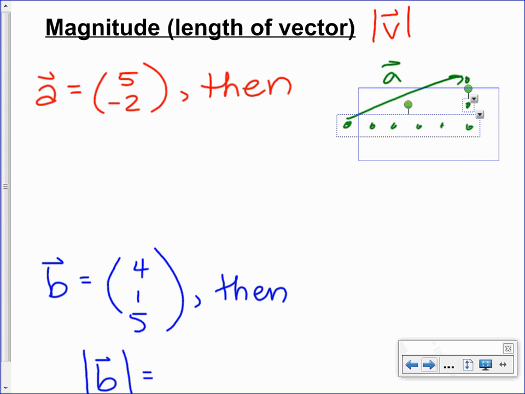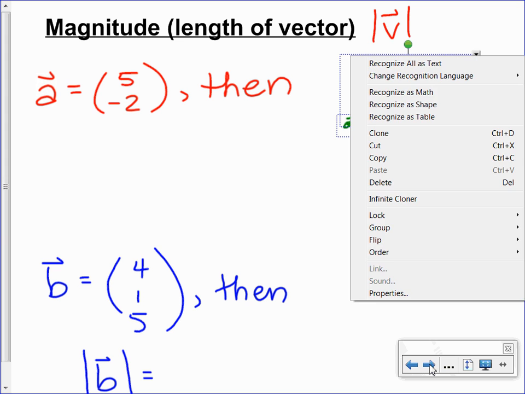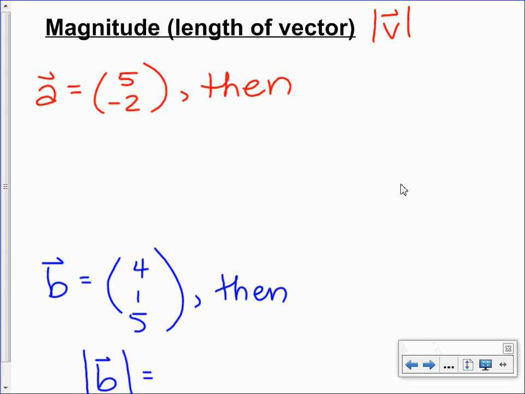Hang on. Gosh darn it. Here we go. All right. Start here. 1, 2, 3, 4, 5, and then down 2. So here's vector A. This is your 5. This is your negative 2. Isn't that a right triangle?